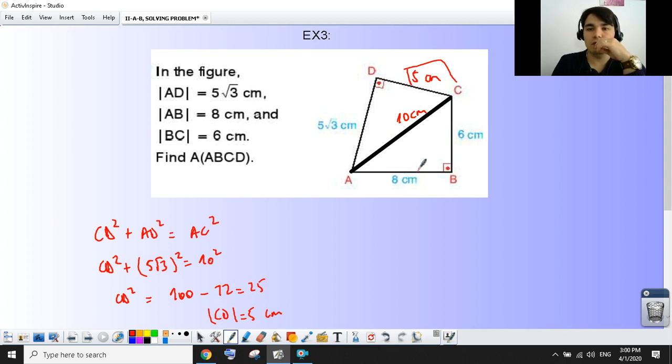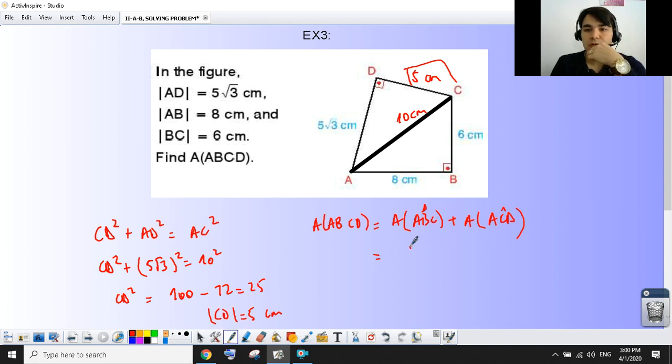To find the area of ABCD, we have two triangles. So we say the area of ABCD will be the sum of the area of triangle ABC plus the area of triangle ACD. What is the area of triangle ABC?